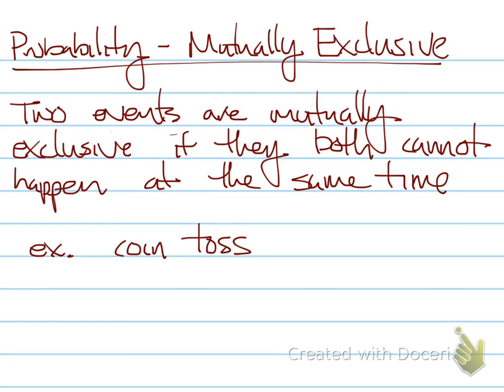All right, in this lesson, we're going to be looking at the probability of mutually exclusive events. Two events are mutually exclusive if they both cannot happen at the same time. For example, whenever you toss a coin, in that one coin flip, you cannot get heads and tails on that same coin flip. So those are mutually exclusive outcomes.